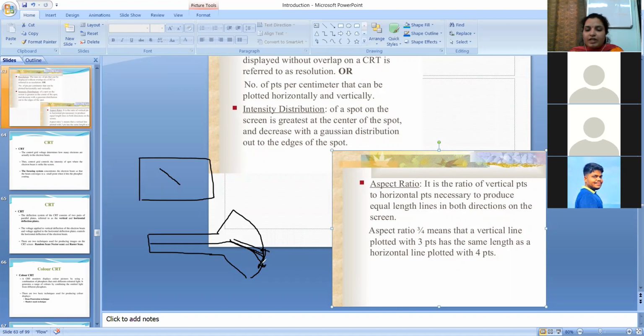So when I want to display this particular line, then these pixels which are exactly on the line, they are of bright intensity.